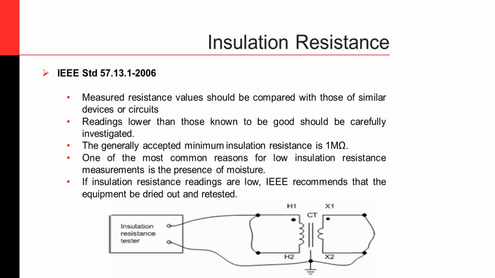Naturally, by Ohm's law, what do you expect? The impedance or resistance. What do you expect? You'll expect a very high value. What does the IEEE standard say about this? The standard C57.13.1 says your measured resistance value should be compared to any other device with the same rating and same everything. And if your readings are lower, then you have to carefully investigate why it is lower.